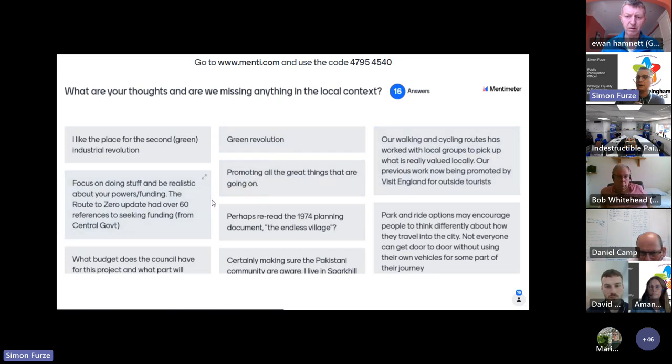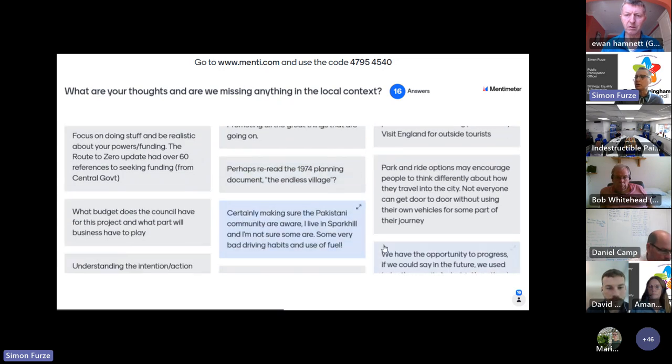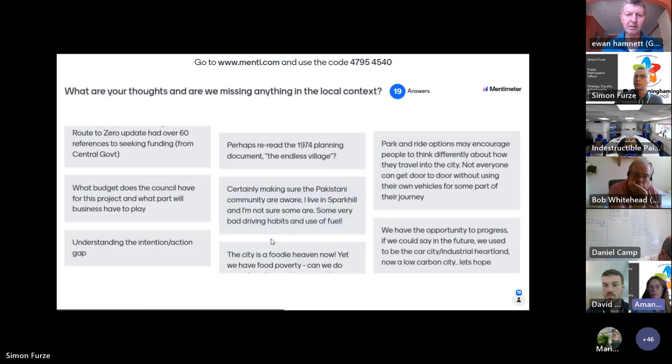Cycling has come up here again. Park and ride may encourage people to think differently about how they travel into the city. Absolutely. Subsidy for public transport comes up all the time, doesn't it? Joanna has mentioned some work she's involved in for the Canal and River Trust. Very keen to work with partners around that. More solar on schools, engage universities and college students, more of a concentration on existing buildings. Heat density is important when it comes to capital investment.